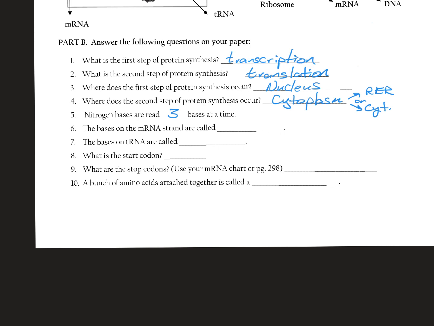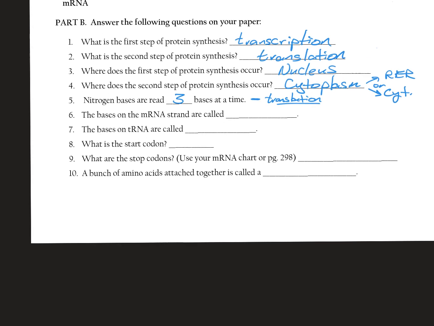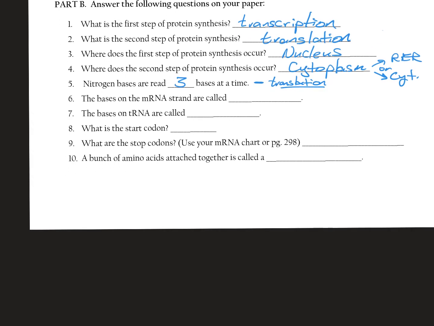Now, this is key. They don't tell you this, right? It's 1 at a time in transcription, but in translation, it's 3 at a time in these things called codons. They're read 1 at a time in transcription and in DNA replication, which we haven't covered yet.